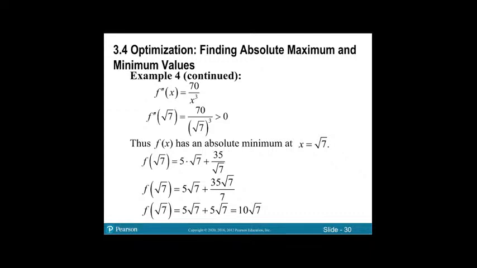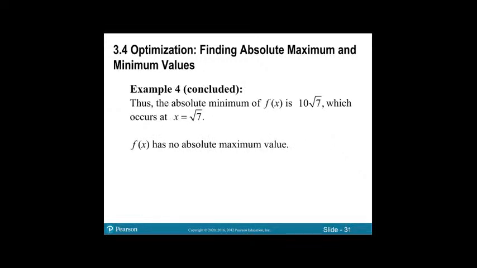So there's an absolute minimum value of 10 root 7, which occurs when x is equal to root 7. And it has no absolute max.